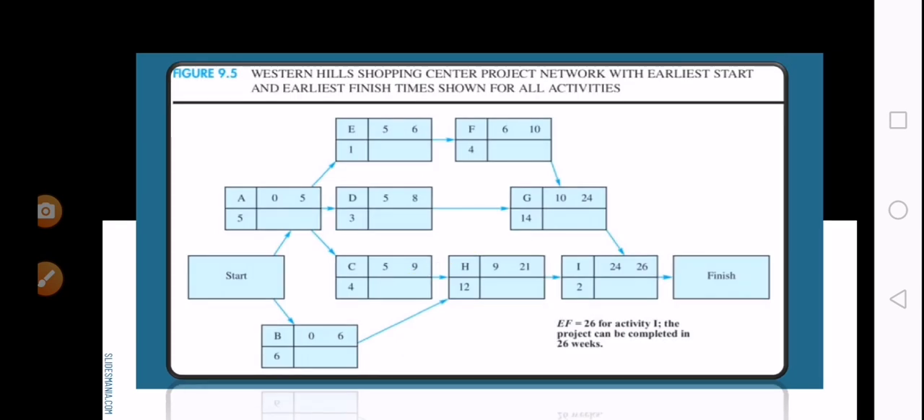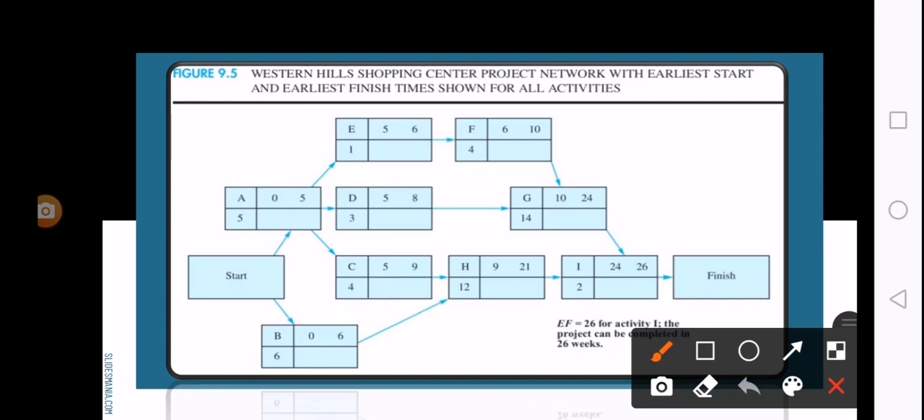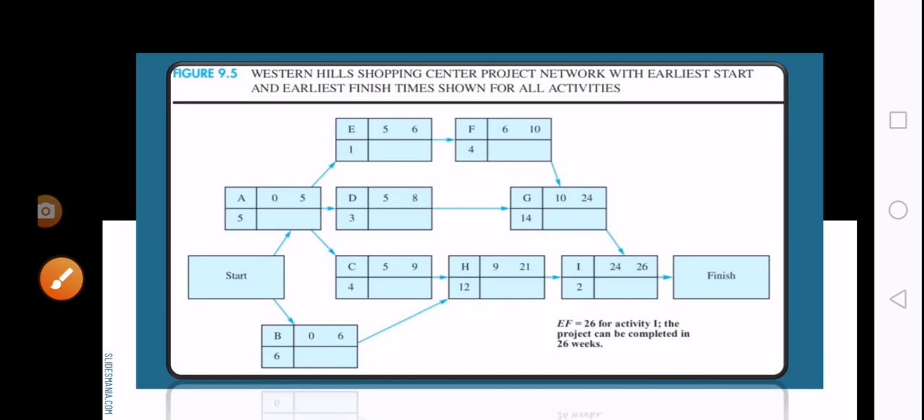So let's proceed. This figure 9.5 shows everything already computed. Let's check. For H, you can see that 9 is the earliest start time it follows, compared to 6. Just as we solved C, H, and B, we also solve the rest of the nodes. So the earliest finish time is 26. So the project can be completed in 26 weeks, if the earliest start time and earliest finish time are met.